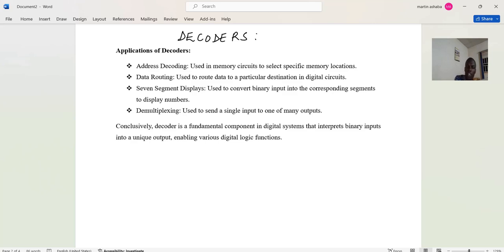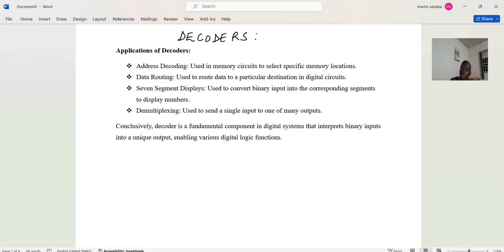In this video, we are going to briefly discuss decoders. Decoders are very important devices in digital logic circuits. They are used in a number of applications. One is address decoding, an application in memory circuits to select a specific memory location.